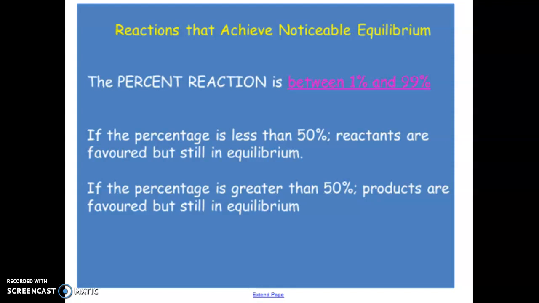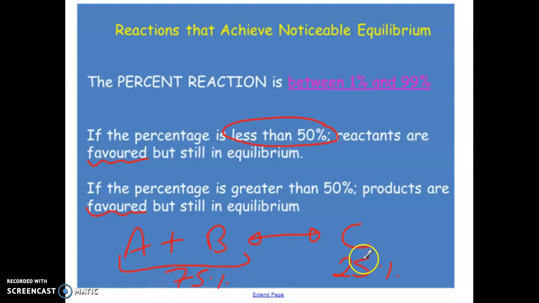Okay, so when you have that range, 1 to 99% is a pretty big range. But typically, there's a couple of terms that we're going to use here. We say that things are favored. If the percent is less than 50%, so let's say we had a 25% product, that means the other 75% is remaining as reactants, like it's reverting backwards.